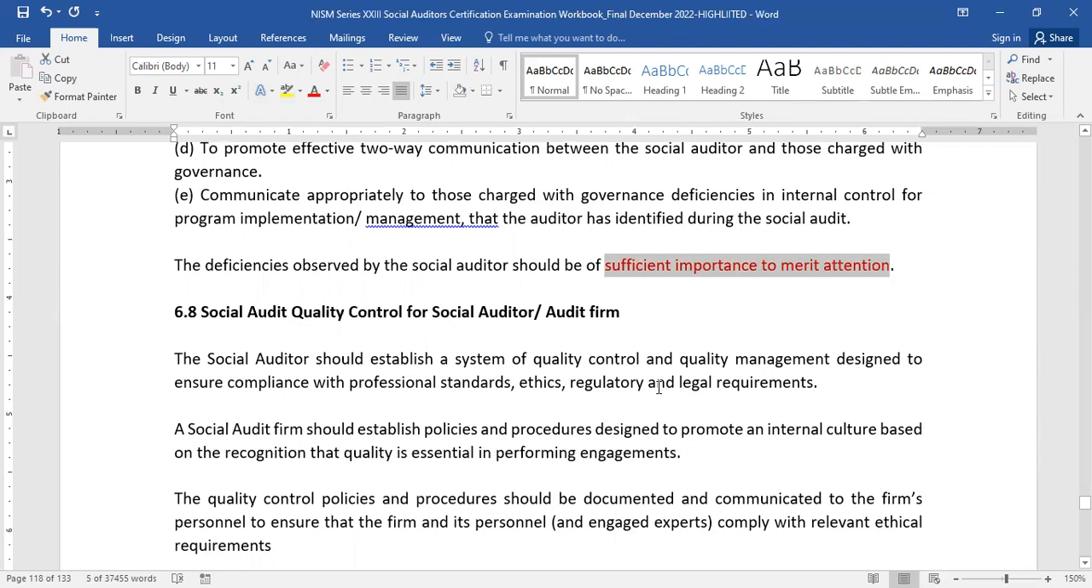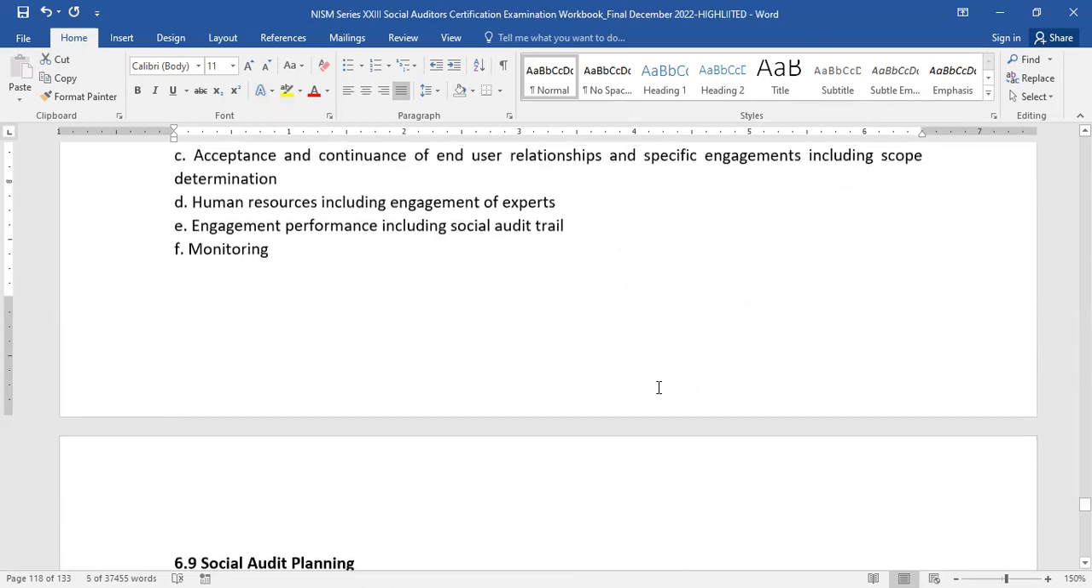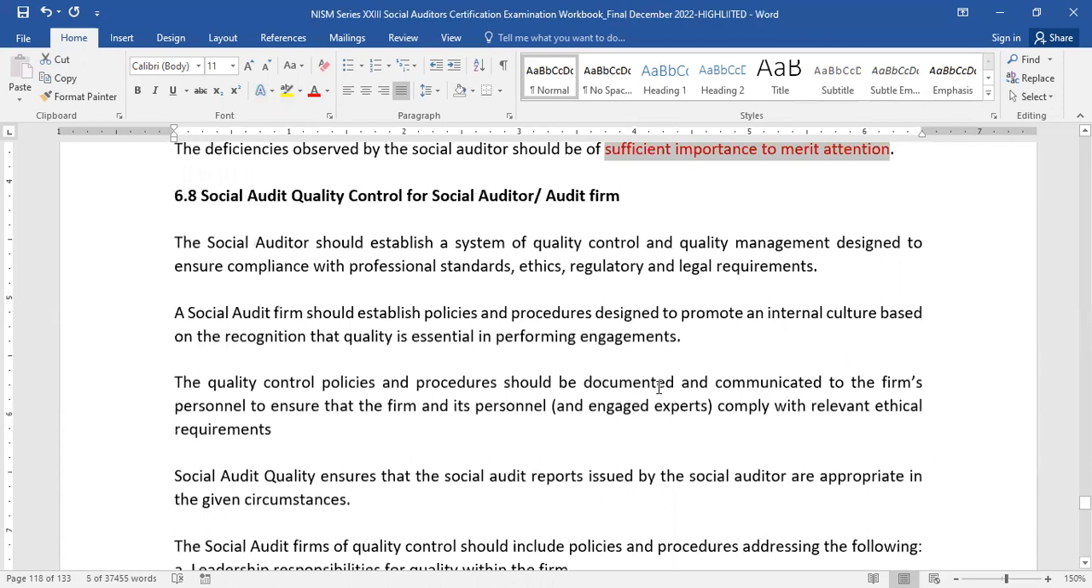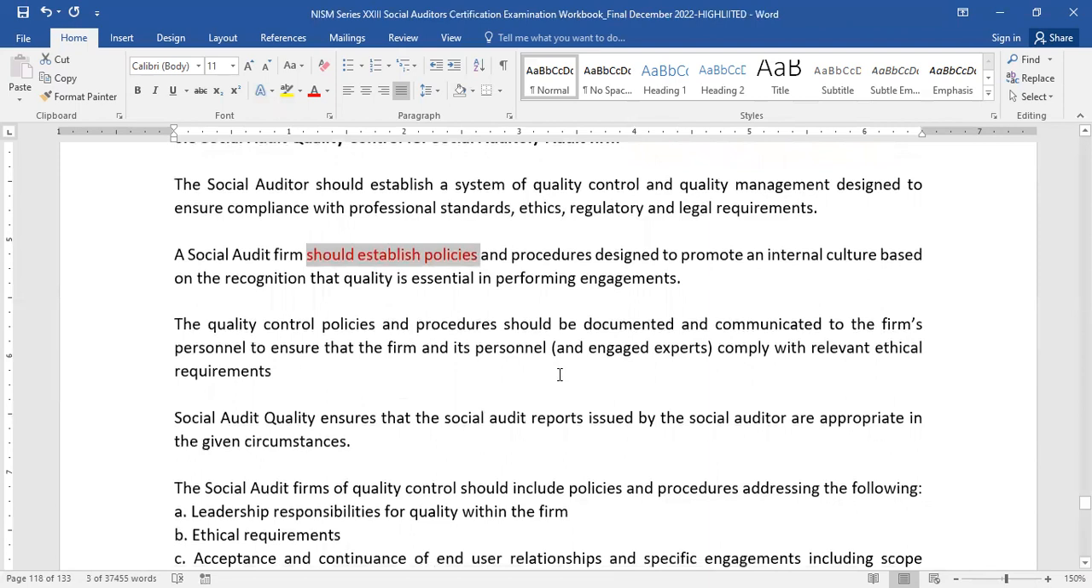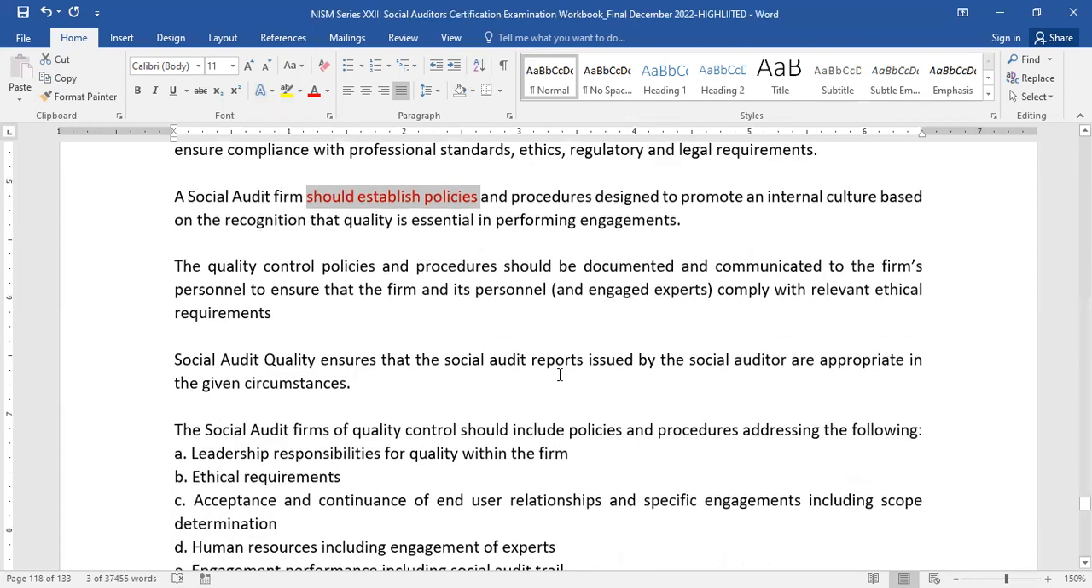Now, social audit quality control for social audit firm. The social auditor should establish a system of quality control, quality management designed to ensure compliance with professional standards, ethics, regulatory and legal requirements. Social audit firm should establish policies and procedures designed to promote an internal culture based on recognition that quality is essential in performing engagements. The quality control policies and procedures should be documented and communicated to firm's personnel to ensure that firm and its personnel and engaged experts comply with the relevant ethical requirements. Social audit quality ensures that social audit reports issued by the social auditors are appropriate in given circumstances.